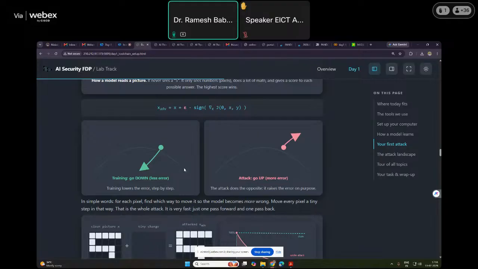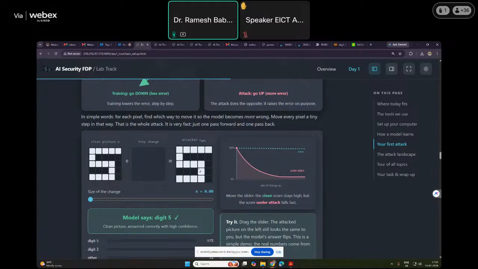But before that, the rough intuition of what this equation is trying to achieve: normally your training should make the error go down. But what this equation tries to do is make your error go up, to the upper side of the landscape. So this is, in very layman terms, the high-level intuition of what this equation is trying to achieve.